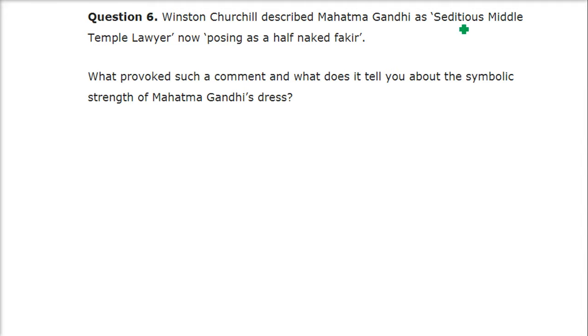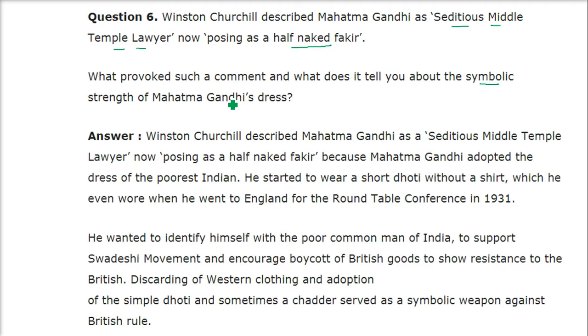Winston Churchill described Mahatma Gandhi as a seditious Middle Temple lawyer, now posing as a half-naked fakir. What provoked such a comment from Churchill, and what does it tell you about the symbolic strength of Mahatma Gandhi's dress? Why? Because Mahatma Gandhi adopted the dress of the poorest Indian. He started wearing a short dhoti without a shirt. When he went to England for the Round Table Conference, he wore this only.